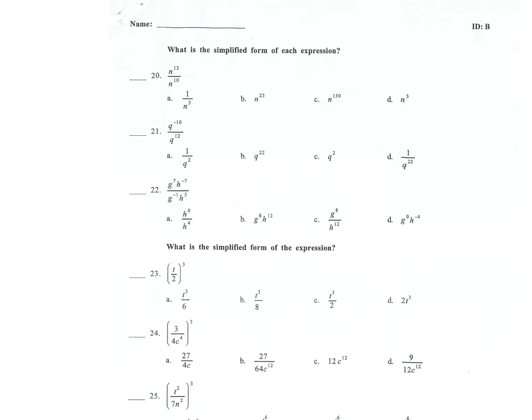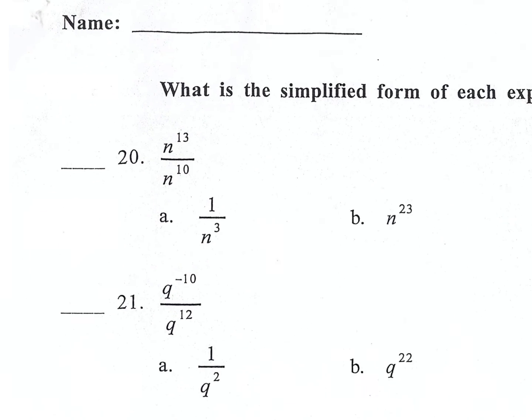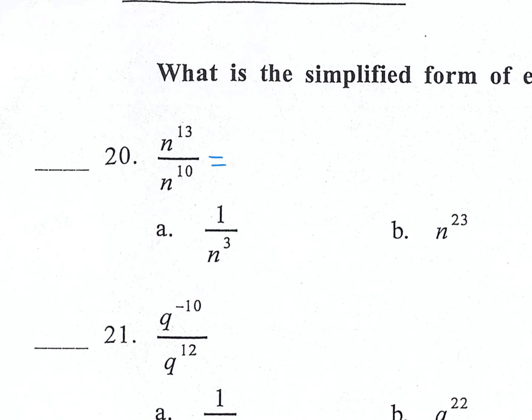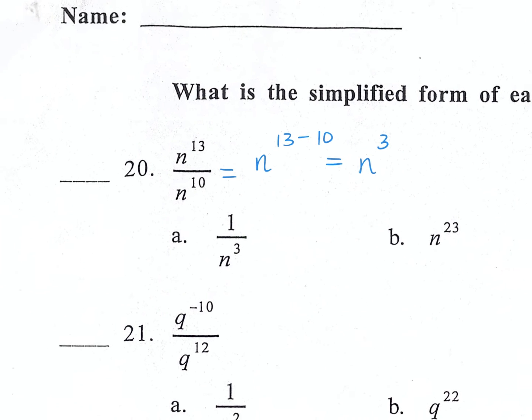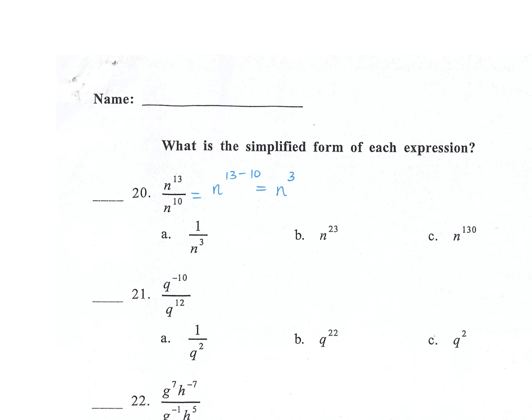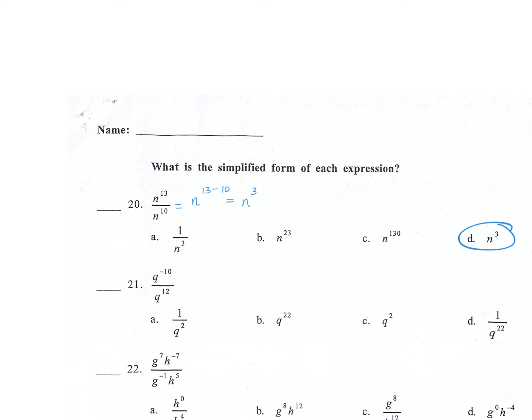All right, couple more. We're going to divide now. So dividing really means subtracting. So it's going to be n to the 13 minus 10. It's always top exponent minus the bottom exponent. So here I get n to the power of 3. Answer choice D.